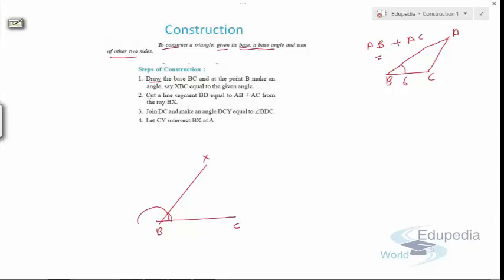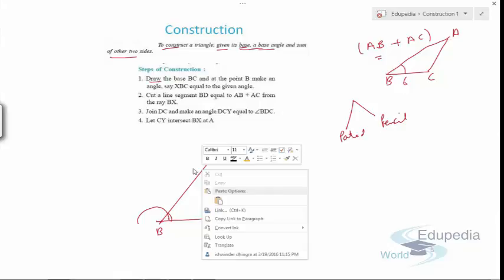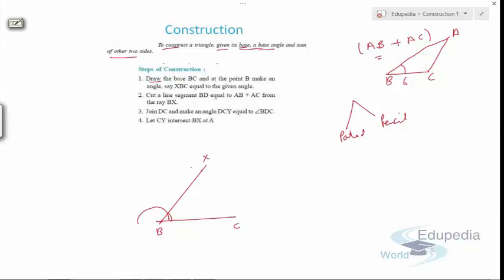Now what we need to do, second step, is cut a line segment BD equal to AB plus AC. Means we need to open a compass, let's say this is a pointed end and this is a pencil part. Then we need to open the compass equal to the sum of AB plus AC, and then keeping this as the point we need to make a cut. Let's say this is a cut over here, right? Now let's name this as D.